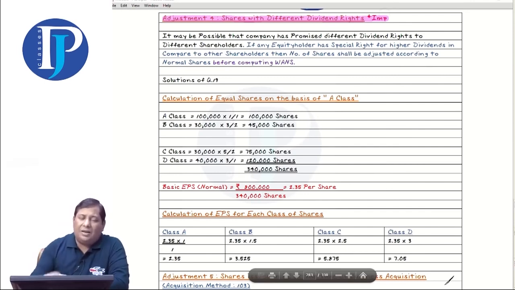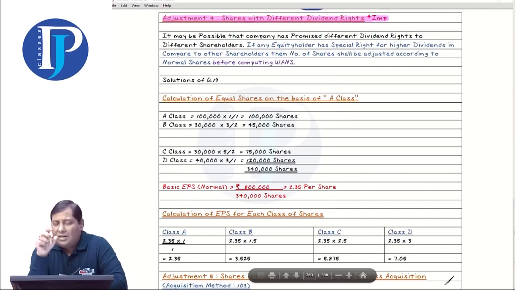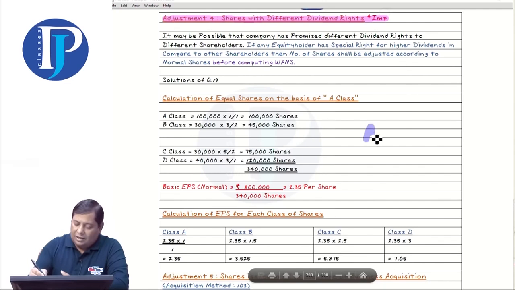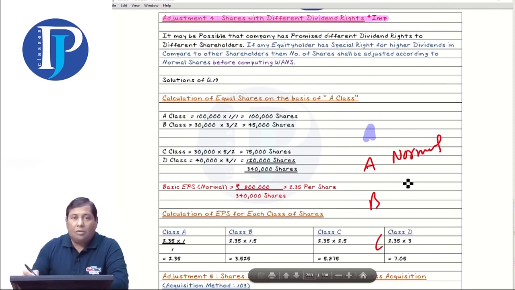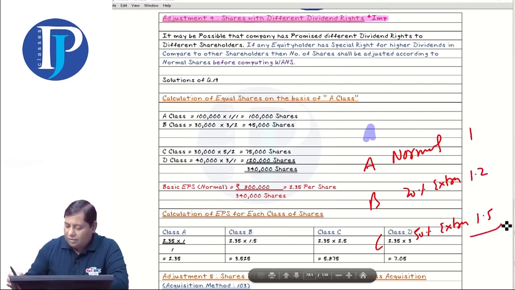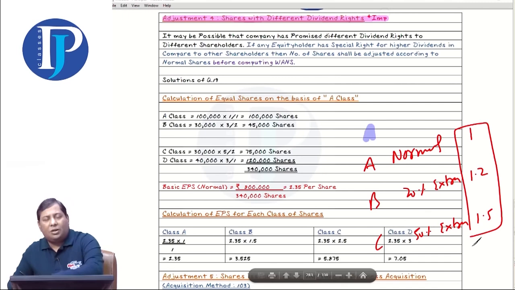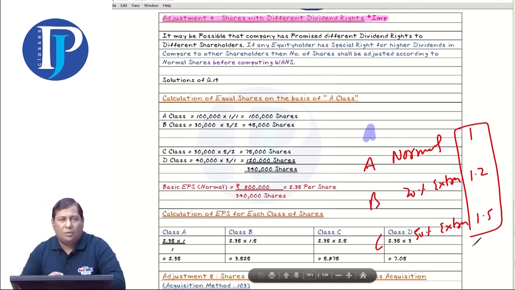So here Ind AS 33 says, do not worry. Adjust your number of shares according to the dividend rights. Let's say I have a class A, a class B and a class C. You have to give normal dividend to A, 20% extra to B, and 50% extra to C above the normal dividend. So we will consider their weights as 1 for A, 1.2 for B and 1.5 for C. First you will adjust the number of shares according to their weights.